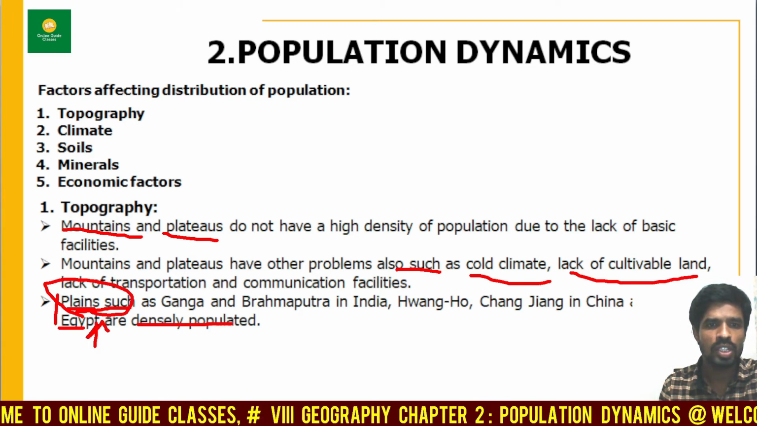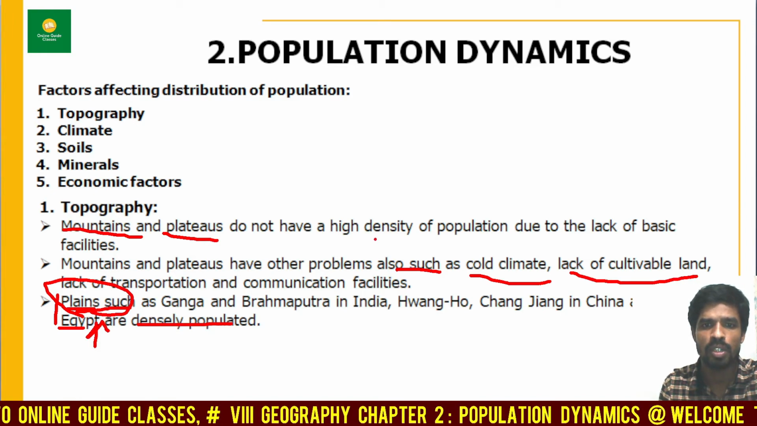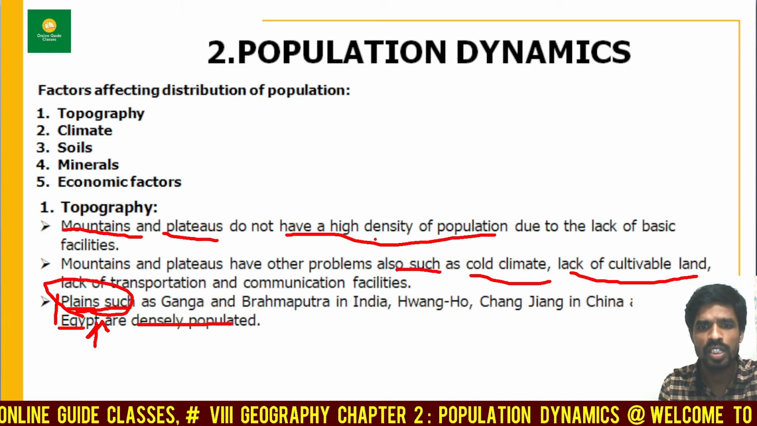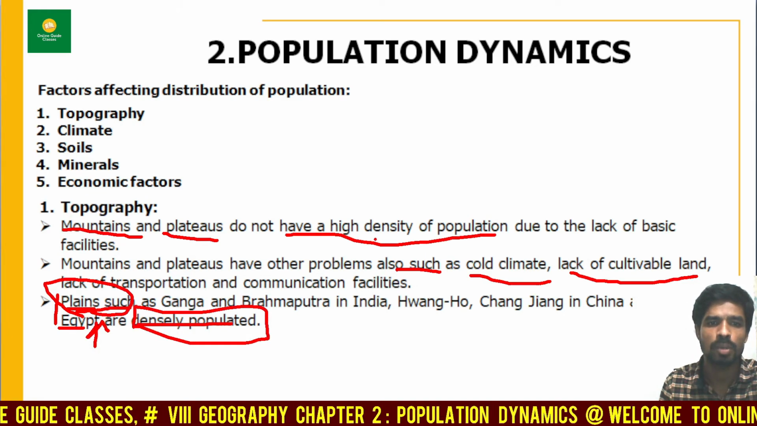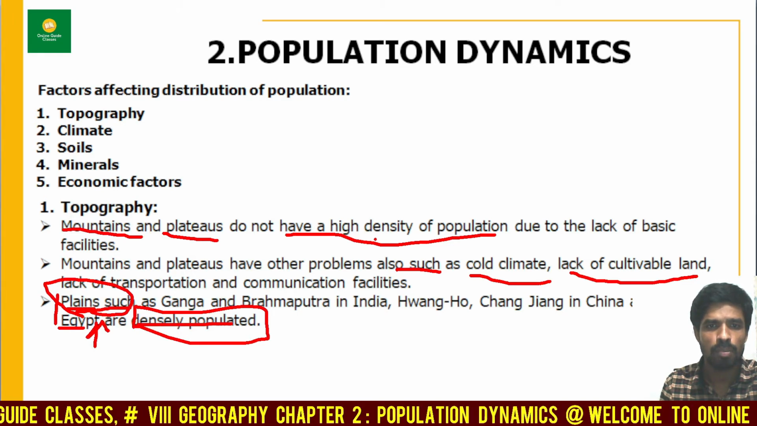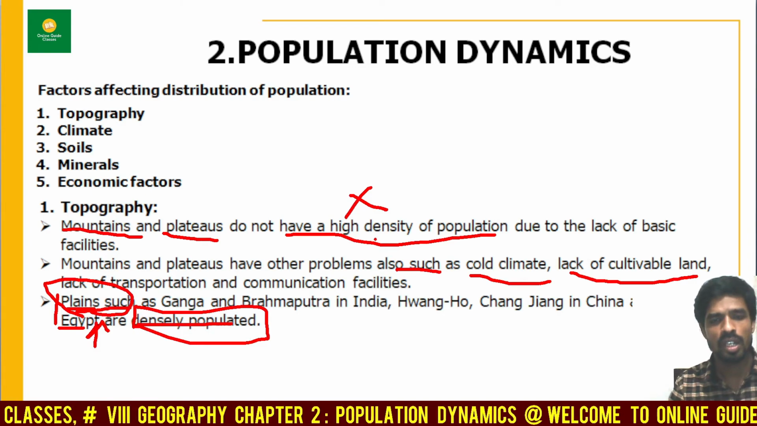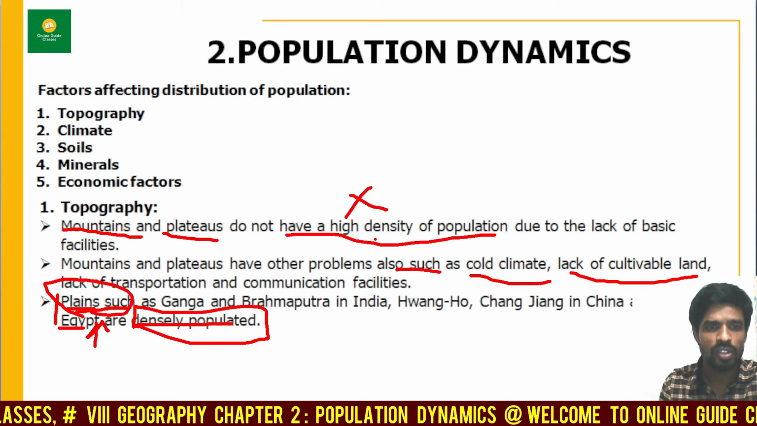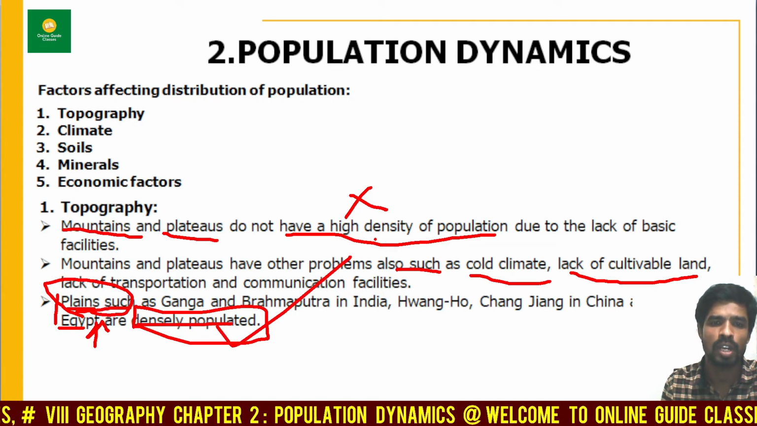So if you see mountains and plateaus, you will find a very low density of population. They do not have a high density of population, whereas plains have a dense population, that means a high density of population. Here in mountains and plateaus, you will find very few people, and in plains you will find a high density of people, more populated.